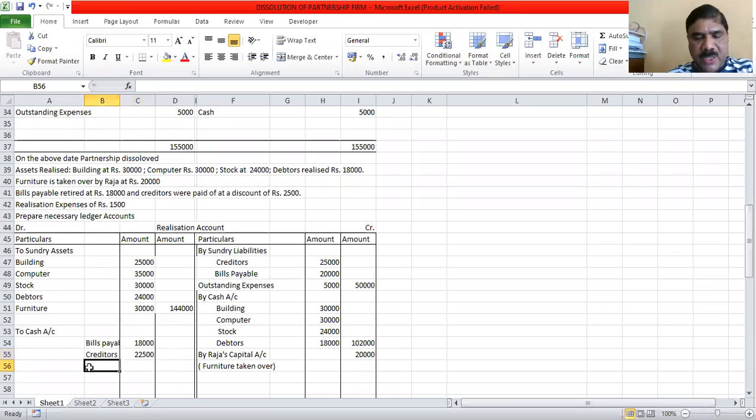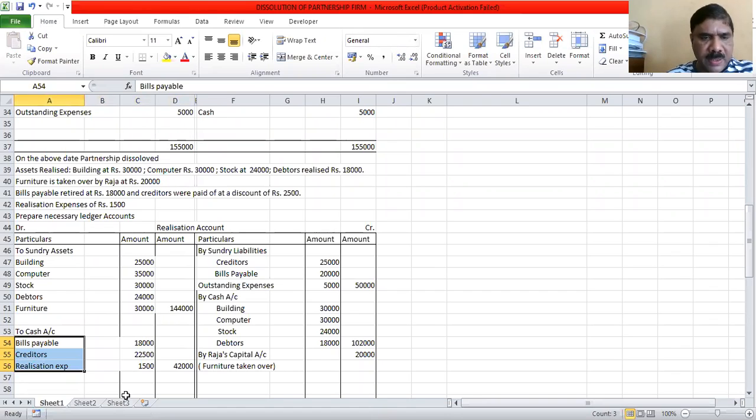You can mention the realization expenses, 1,500. So totally we have to make an outer column that comes to 42,000. You can total it, make a total, and check the total. 42,000. Is it correct? Yes, sir.